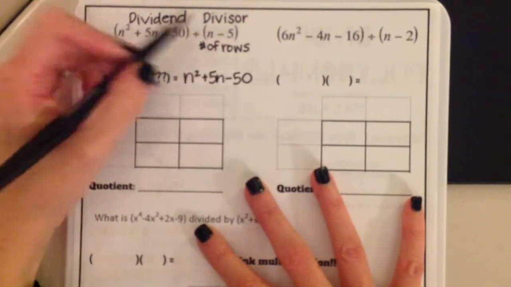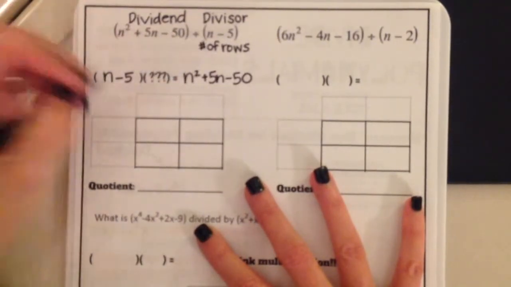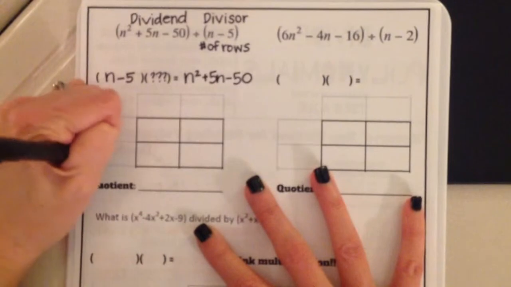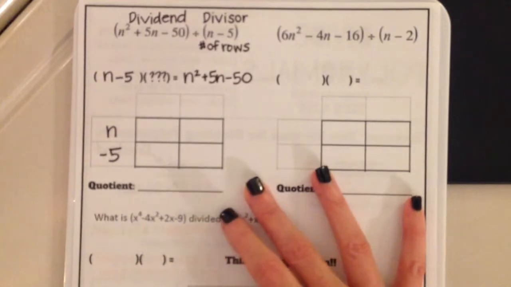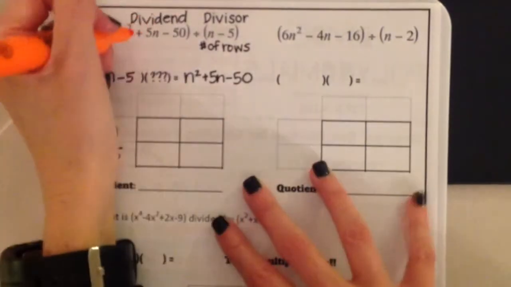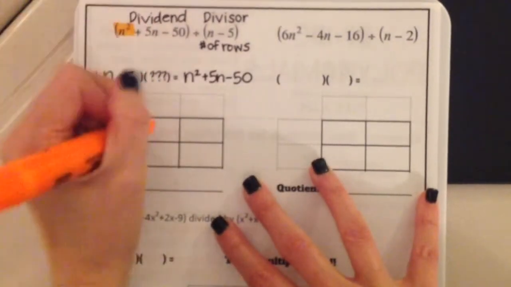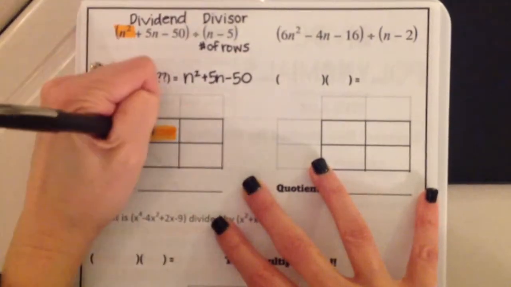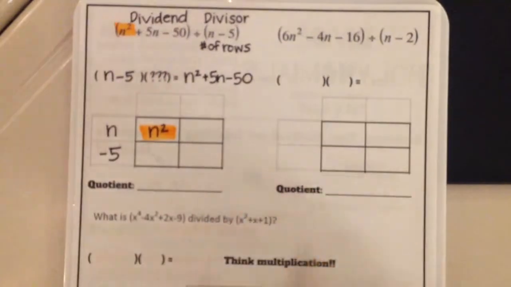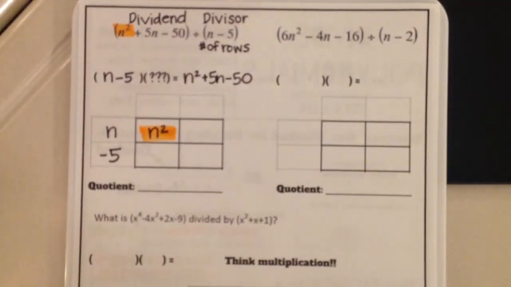Well, since this is my number of rows because it's my divisor, I can fill in that n and negative 5 goes here. And then I'm also going to take the first term of my dividend, n squared, and it's going to go in this box, n squared. And that's all I'm going to fill in because I don't want to mess myself up on my division.